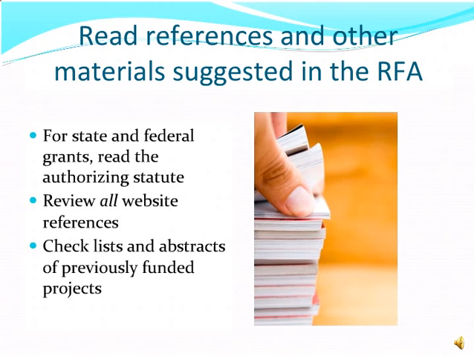Finally, check lists and abstracts of previously funded projects. You can usually go to the funder's website. They'll at least have a list of other programs that were funded, and often they'll have an abstract, which is a brief description in a paragraph or so of the project. By reviewing these, you'll get the idea of what types of projects the funder really likes to fund, and that can help you more closely target your proposal in a direction that is more likely to lead you to success.